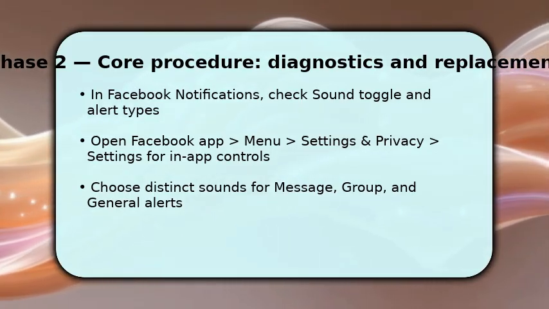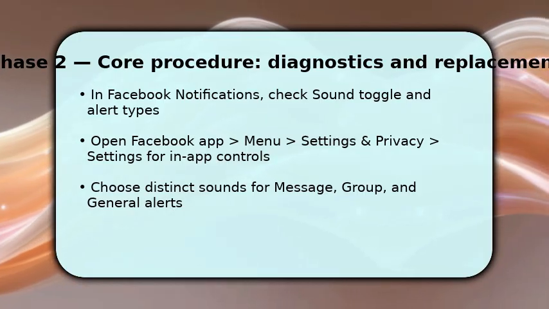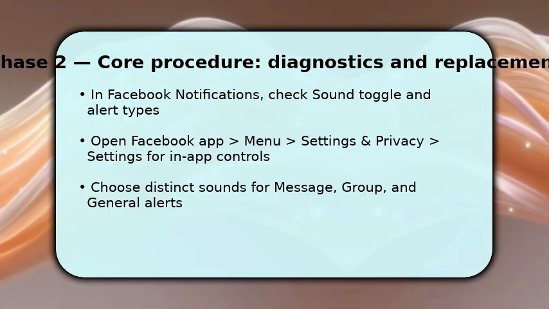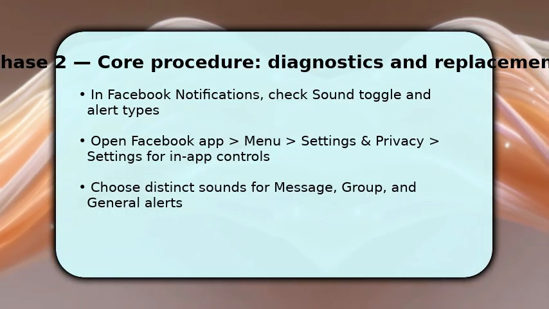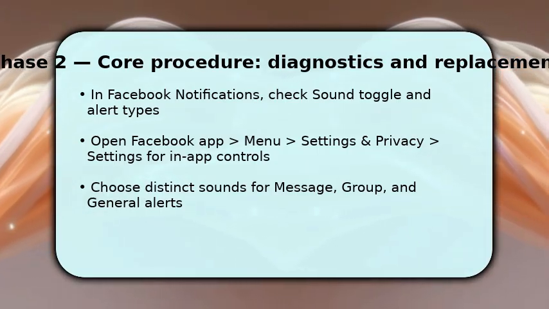Within each category, choose Notification Sound if available. This is where you pick a distinct tone so you can tell alerts apart. Make changes, then test with a live notification to verify the new sound and alert preferences are applied correctly.